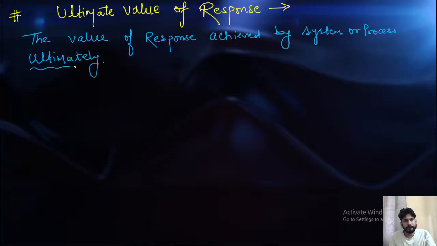What is the meaning of ultimately? Ultimately means that at t tends to infinity, finally what value will my system achieve? What is the value achieved by my system at t tends to infinity, or at infinite time? That is my UVR, ultimate value of response. Okay, so what is my response for unit step? What is the UVR for step input? Let's try to understand it.